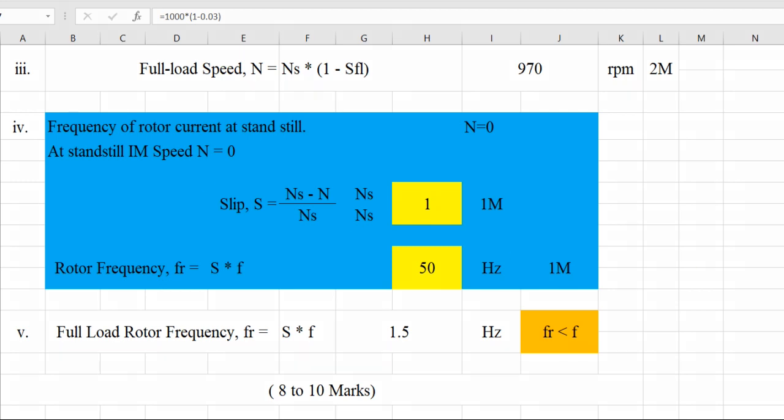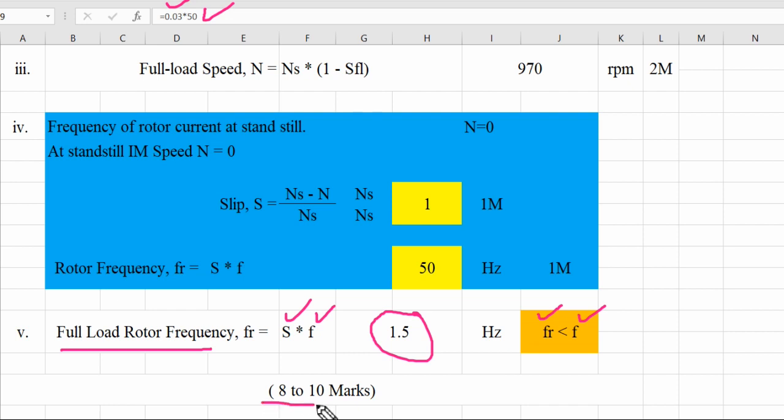They have provided the slip at full load. What is that slip at full load? 0.03. Then Fr is equal to S into F. Full load slip you know is 0.03, frequency you know is 50. What is that value? 0.03 into 50, that is 1.5 Hz. Okay, the rotor frequency is always less than the supply frequency under running condition. That you have to remember.